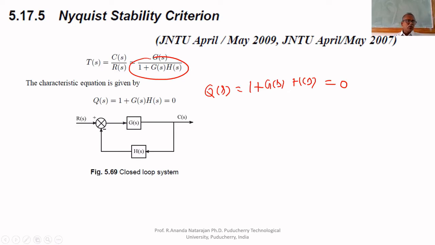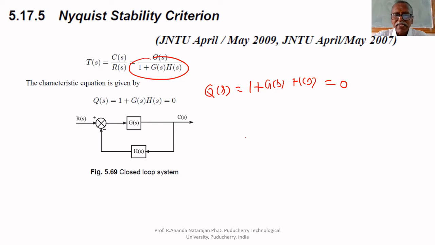For that, we are going to do the mapping. That is Q. It means we are substituting the set of points on 1 plus G(S)H(S). If any zeros are inside that contour, it will encircle the origin once in the clockwise direction.